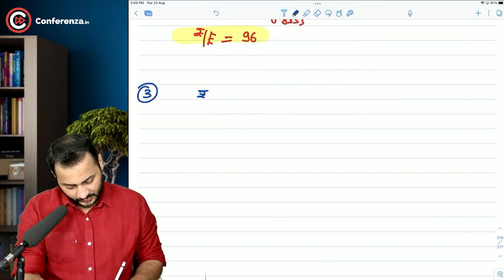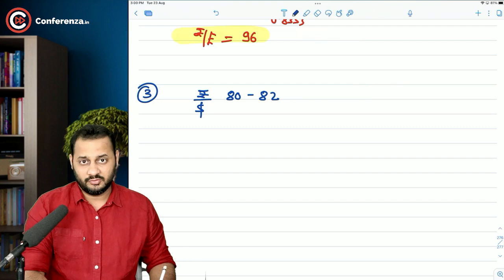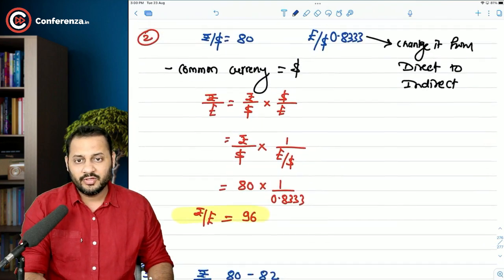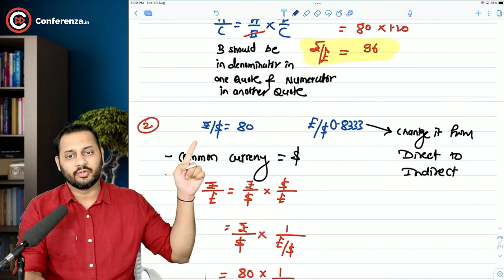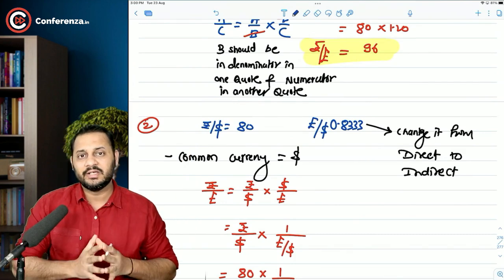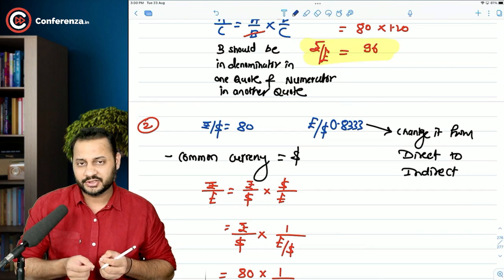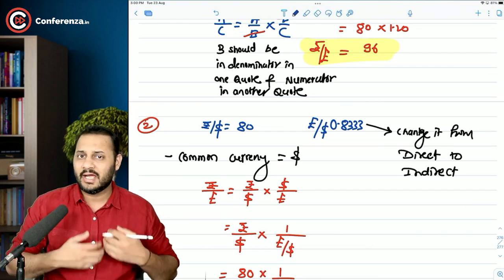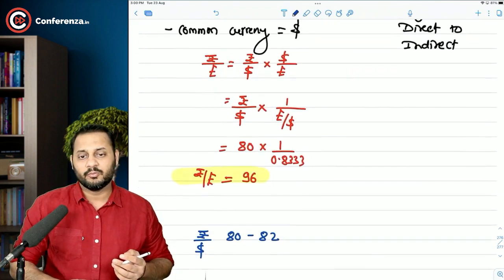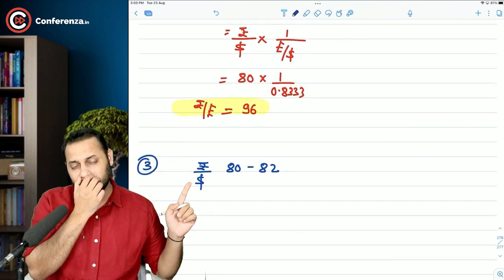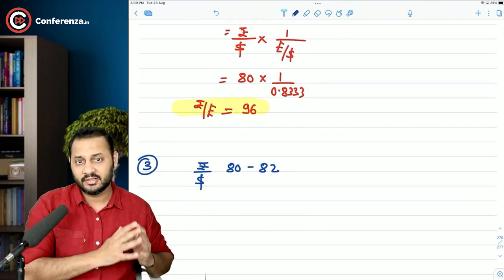Let's say rupees per dollar given to you is 80-82. This is more appropriate. Till now we have only discussed the one-way quote, where the same 80 rupees can be used for buying and selling, because it's the only figure in the quotation. But the more practical approach is to present it in terms of buying rate and selling rate differently.